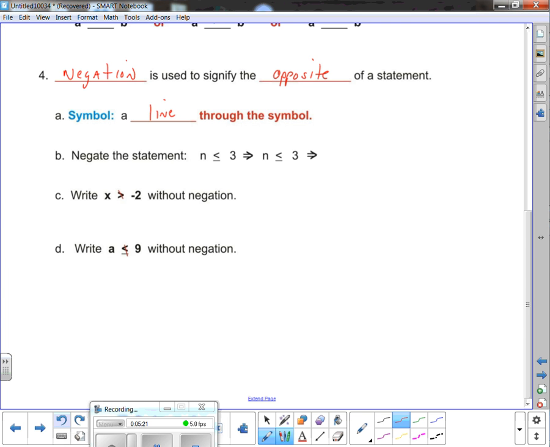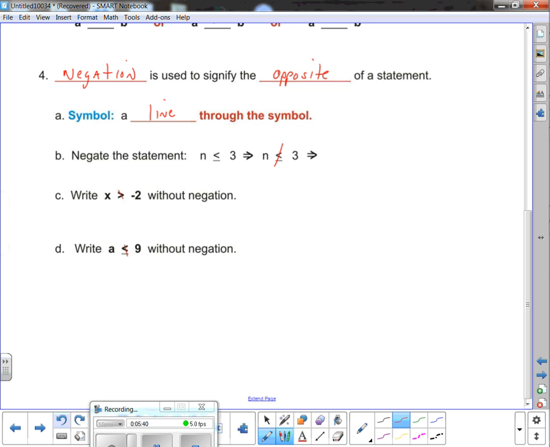So if you look at the statement, B says, negate the statement. So we have n less than or equal to 3. How would you negate that? Real simply, just stick a line through it.